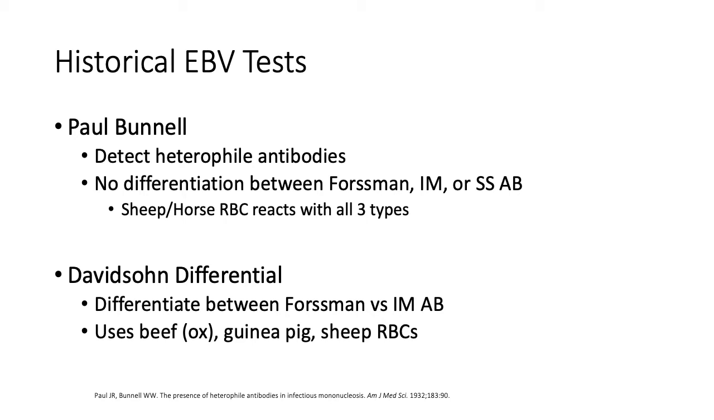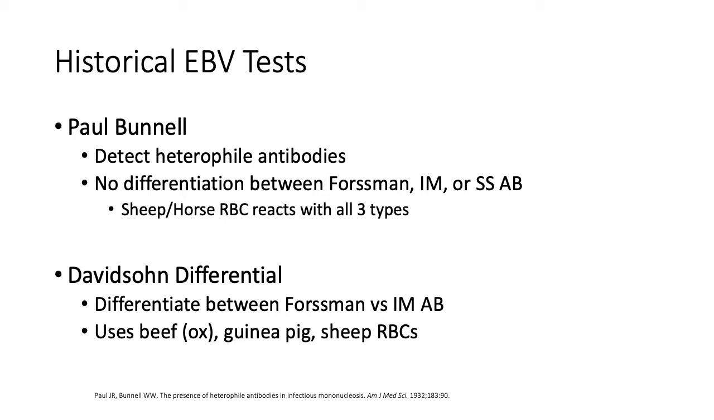The Davidsohn differential test was developed sometime later to address the problem of cross-reacting non-infectious mononucleosis heterophile antibodies. The patient's serum would be serially diluted, just as with the Paul-Bunnell test. However, before mixing with the erythrocytes, the diluted serum was first mixed with a solution of guinea pig kidney cells and beef cell antigen to absorb Forsman and serum sickness antibodies.